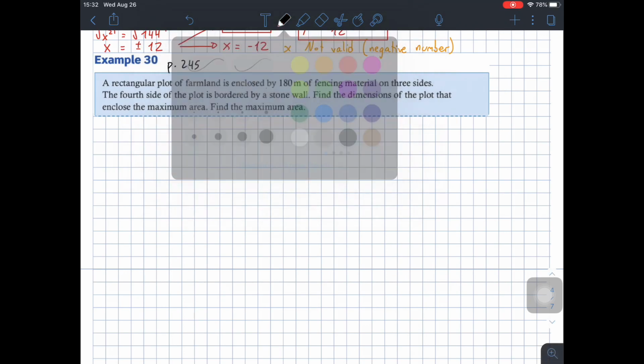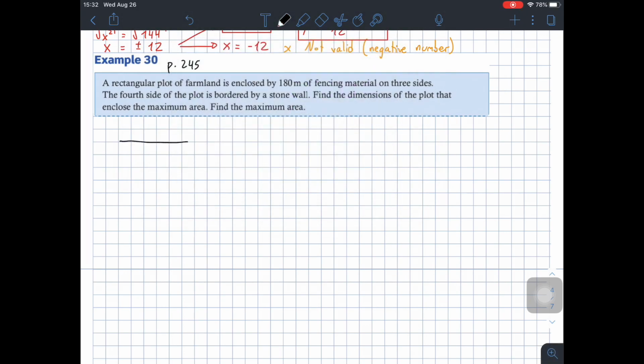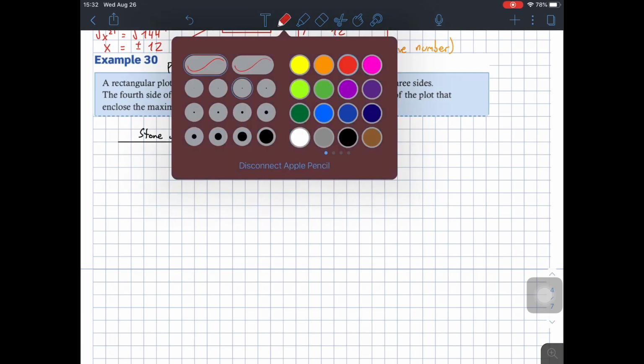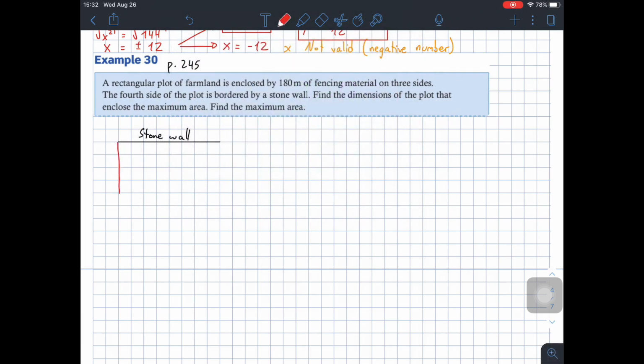So let's make the stone wall first, right? Right here we would have, let's say, a stone wall. So there's no need to put fence in this particular wall. And then for this side, this is a rectangular plot, right? So we need to do a rectangle, something like this. On the 3 sides, colored in red, we're gonna have fence, right? So I can call this, for example, X. The length would be Y because it's different, and this width would be X because it's the same as the other one.